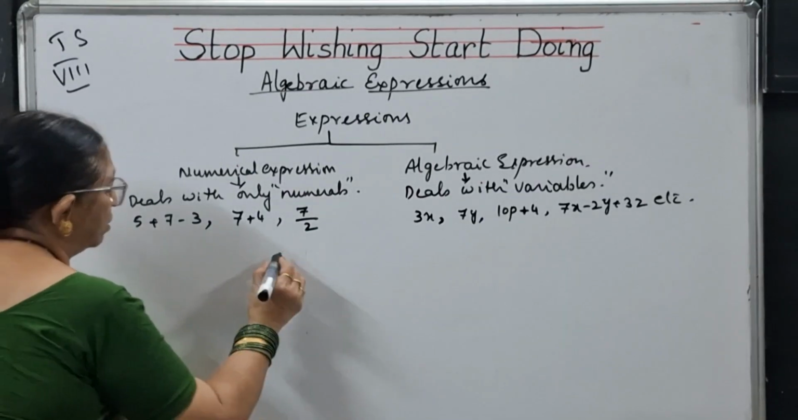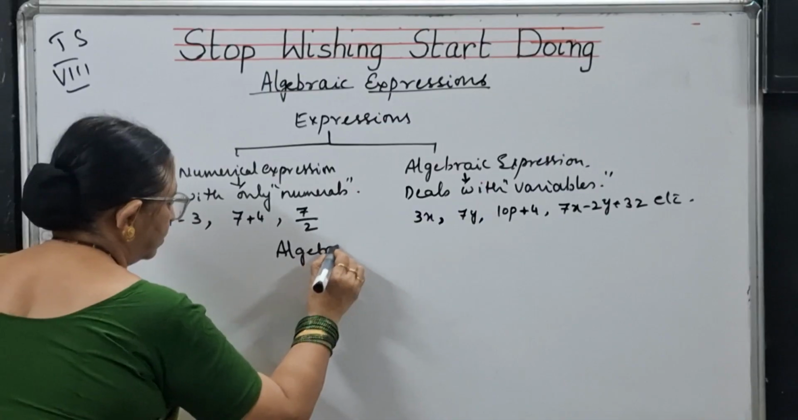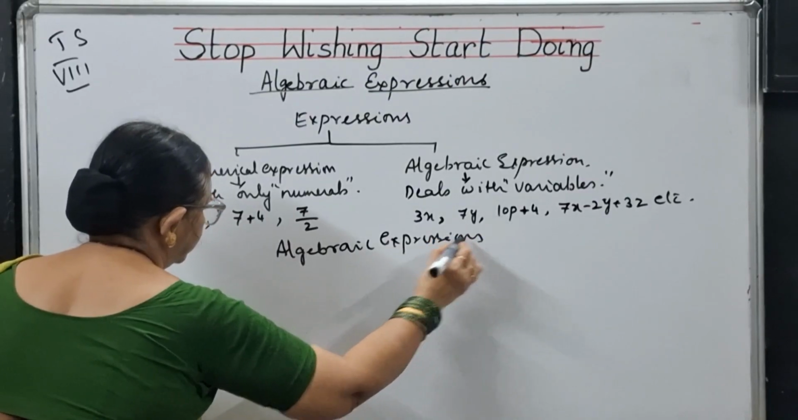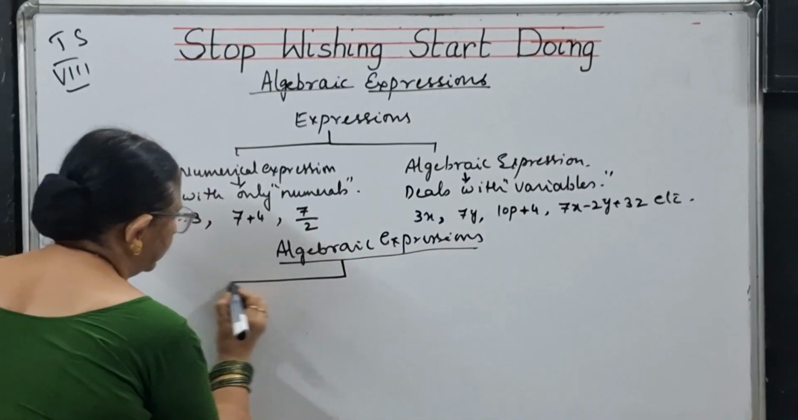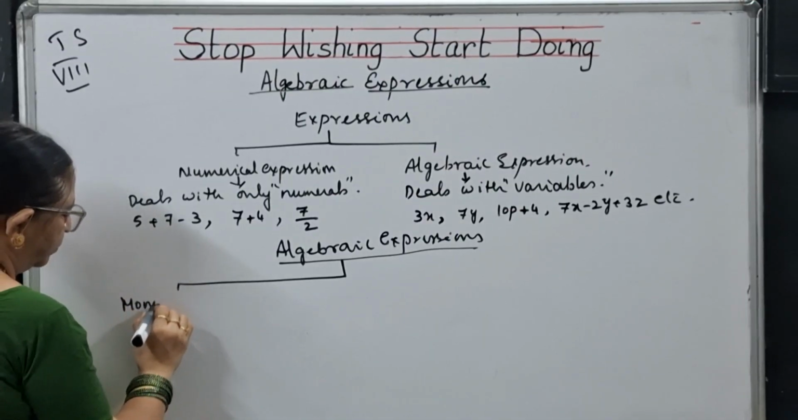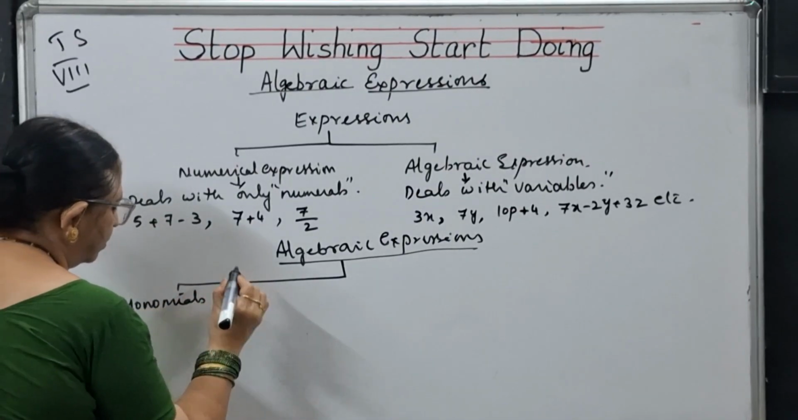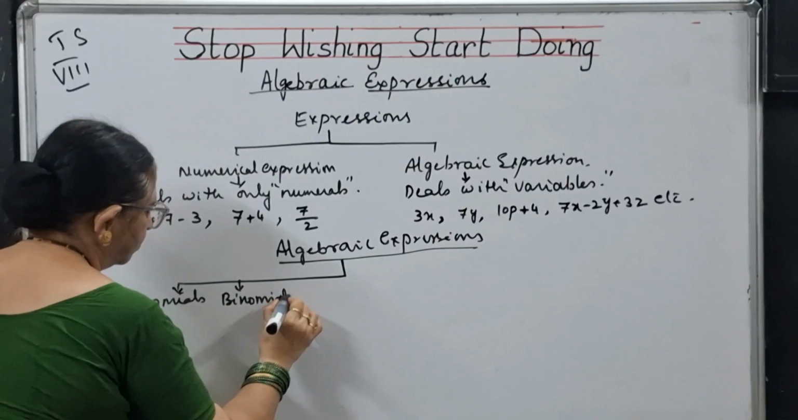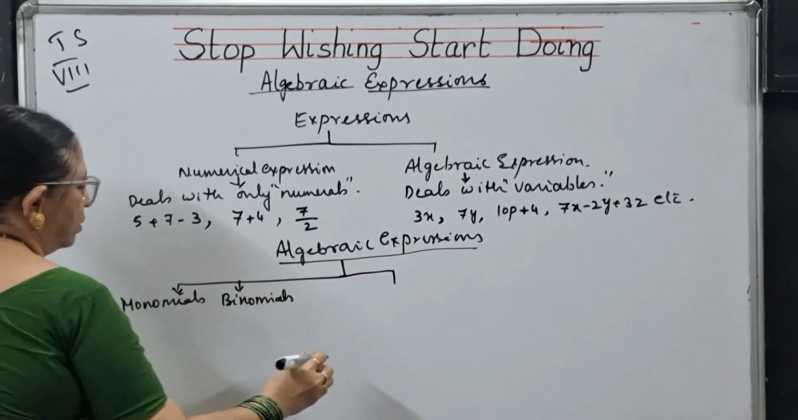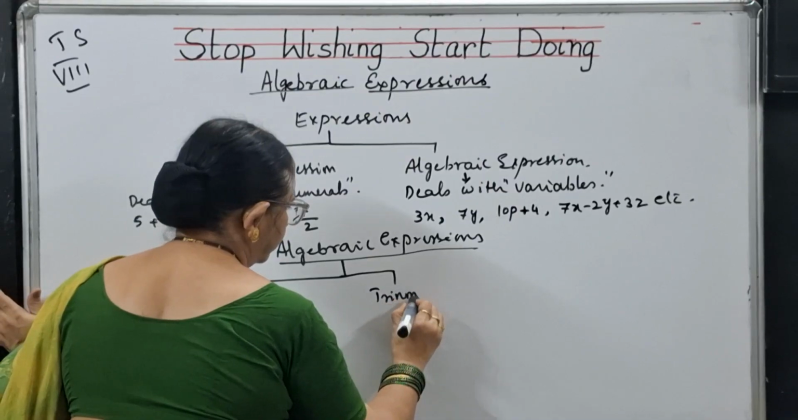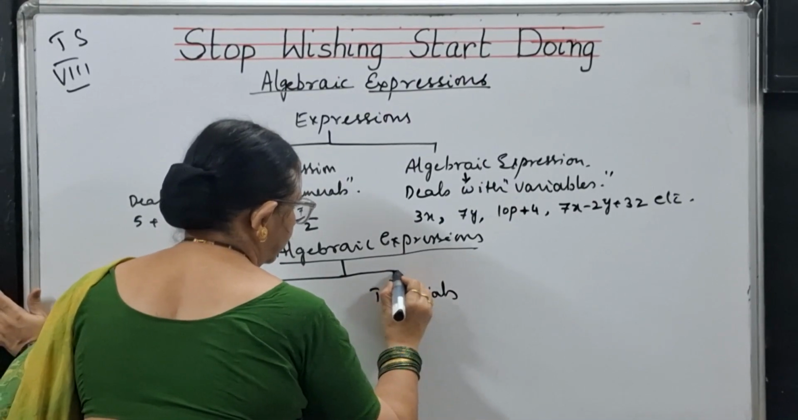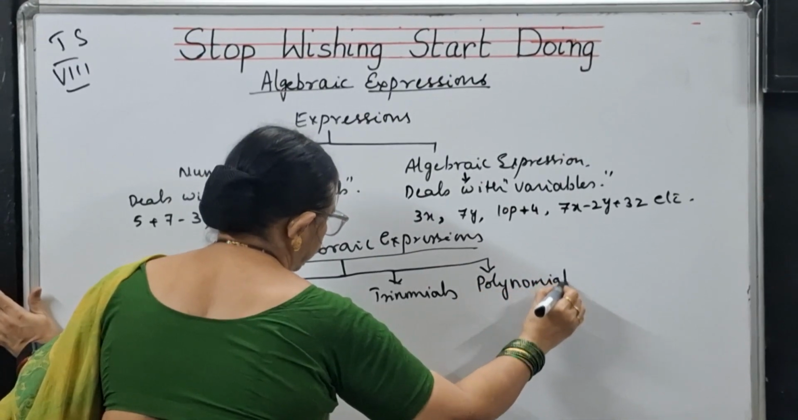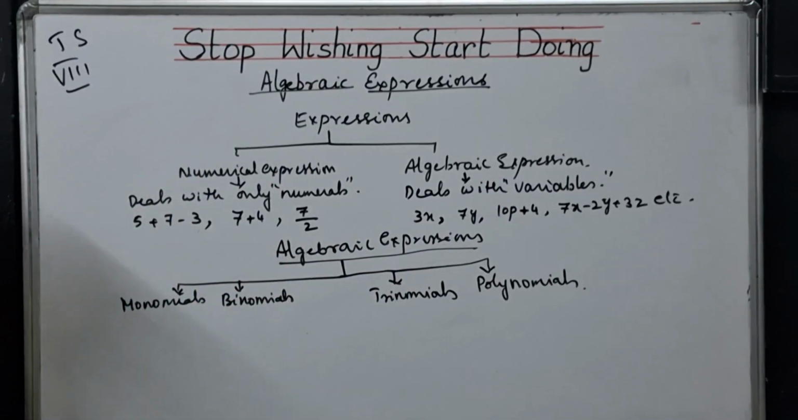Now these algebraic expressions are further divided into monomials, binomials, trinomials, and polynomials. So like this, algebraic expressions are divided.